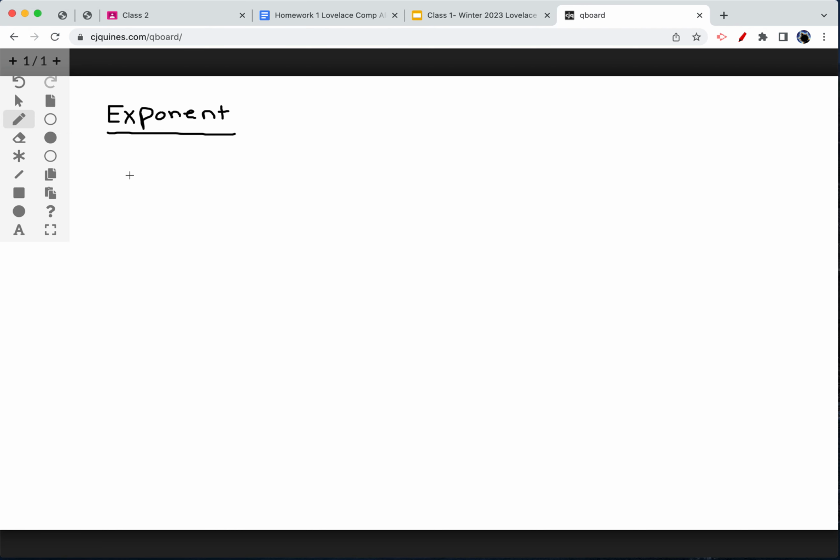So let's say we have something a to the power b. Then this just means a times a times a times a, b times. So all we do is we multiply a by itself, b times. And we have a set of rules for operations on exponents. And we call these exponent rules.